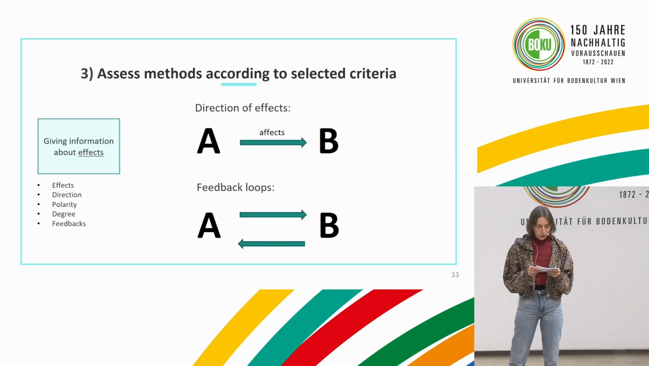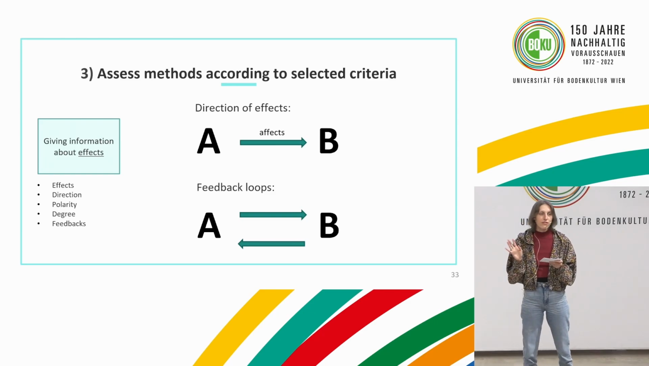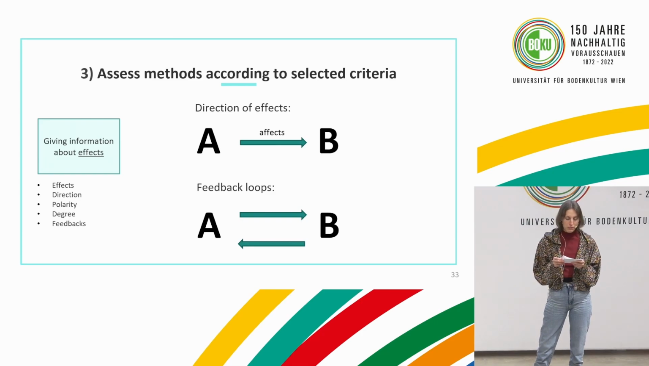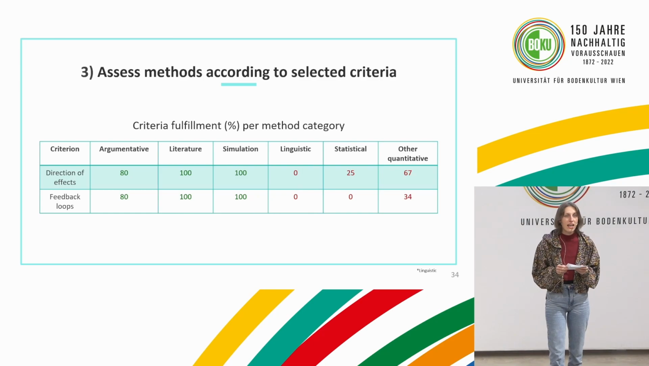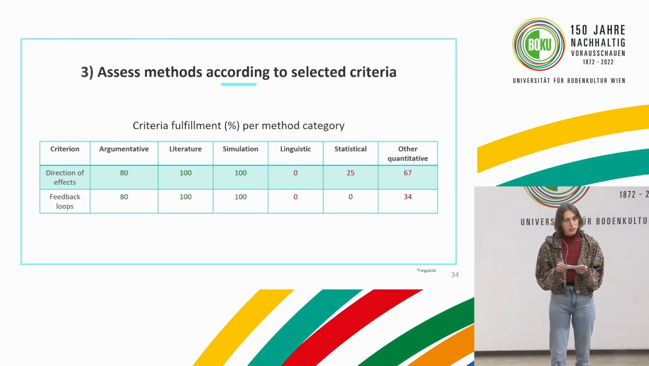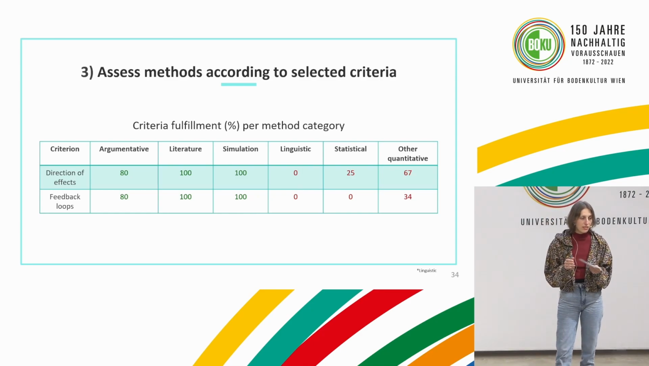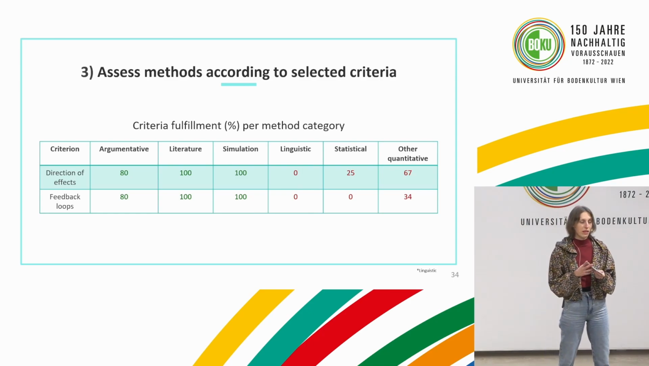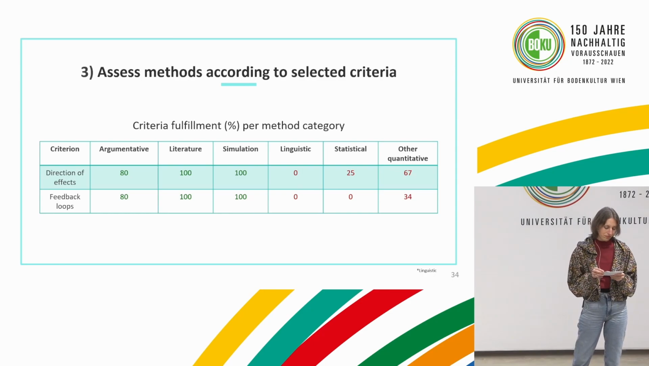In the third step, we then assess the methods. In terms of effects between the SDGs, all the methods can give some information in some kind of way, but there are many methods that are limited in giving information about the direction of effects and feedback loops. This information could mostly be given by argumentative methods, where 80% of the methods could give this information, and literature and simulation methods, where 100% of the methods fulfilled these criteria.